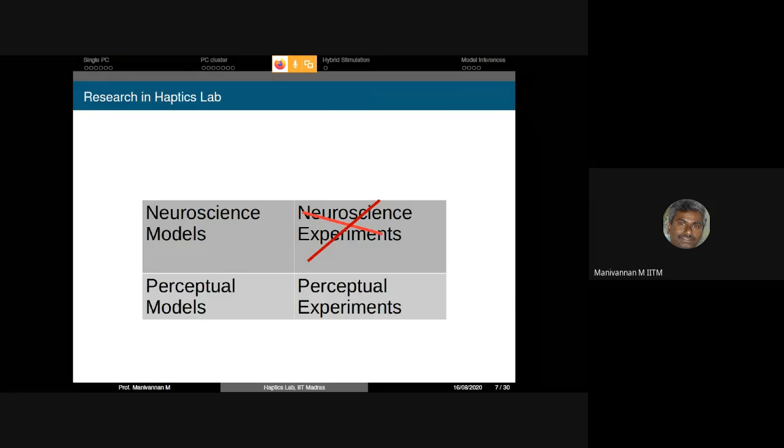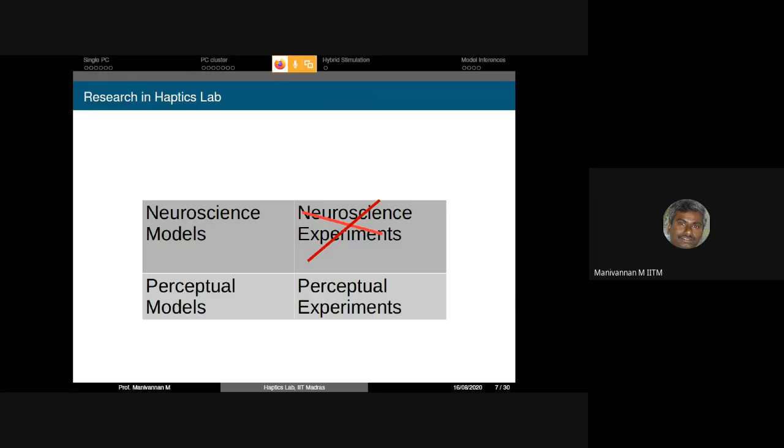But in order to understand, a lot of data is needed. A lot of neuroscience experiments are needed. It's already been done, but in our lab we don't do it. Perceptual experiments are also needed. In order to understand the mechanisms, we also need neuroscience models to explain the neuroscience experiments. We also need perceptual models to explain the perceptual experiments. The neuroscience models will get help from the perceptual models, perceptual experiments, and neuroscience experiments. Neuroscience models will be validated by the other three components. Similarly, perceptual models will be validated by the neuroscience models. It is all interdependent.